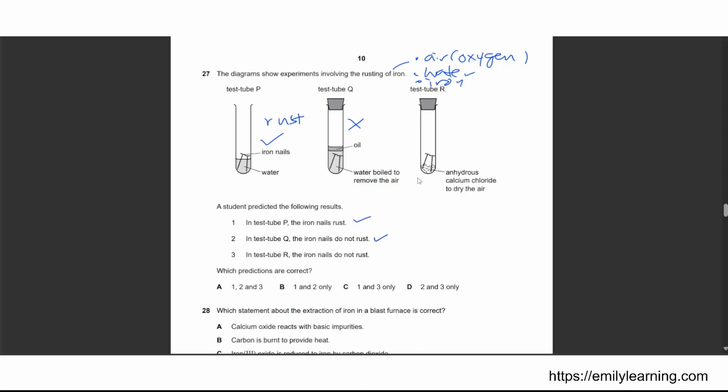Now let's move on to the next one. In test tube R, you have anhydrous calcium chloride. The purpose of calcium chloride is to take away the water. So there's no water, but there is air. So you have air but no water, it also can't rust. So Q and R do not rust. So I agree with all the statements that were made. Therefore the answer is A.